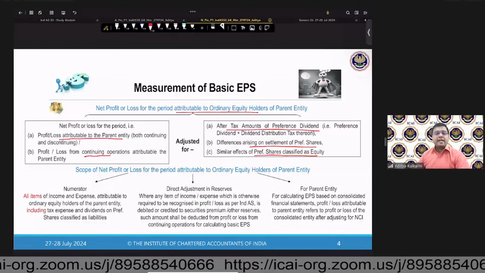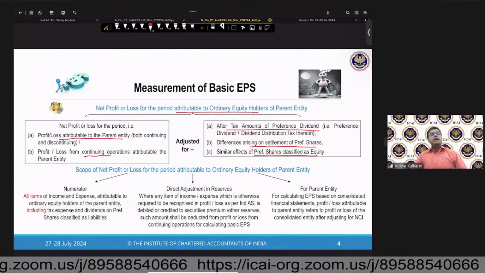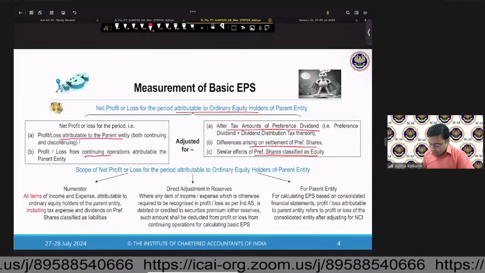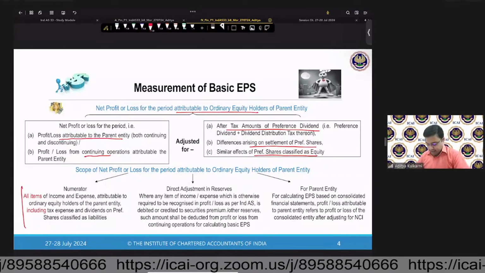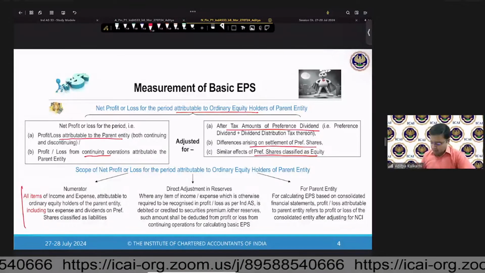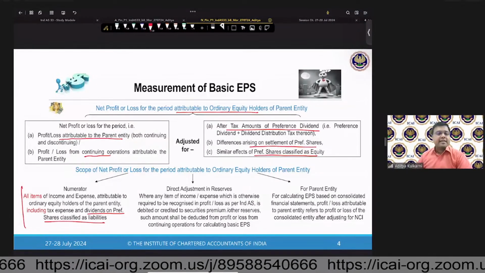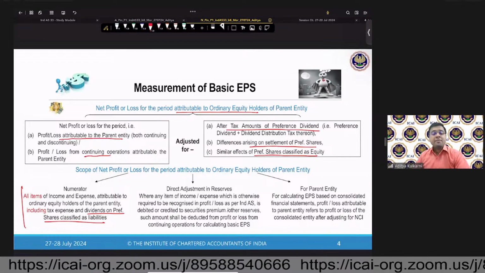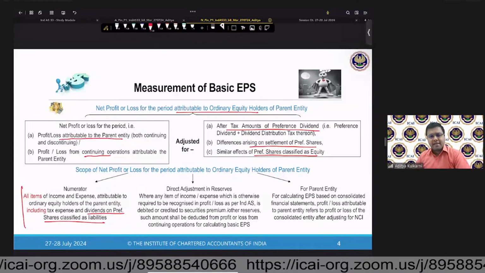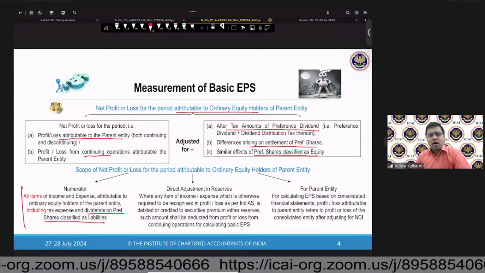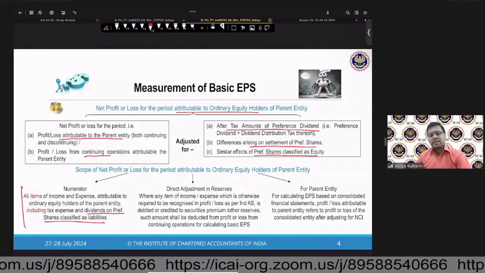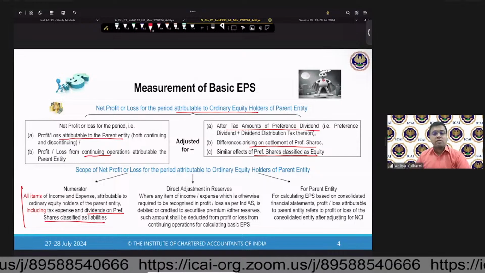When we talk about net profit or loss, it won't have only a P&L implication as far as the computation is concerned. First, you have all items of P&L, including tax expense and dividends on preference shares classified as liabilities. Why do I say dividends on preference shares classified as liabilities? Well, you've studied your financial instruments. When preference shares are classified as financial liabilities, we take the effective interest rate and compute the interest which goes in the finance cost in the P&L. So that is how you are going to do the treatment.